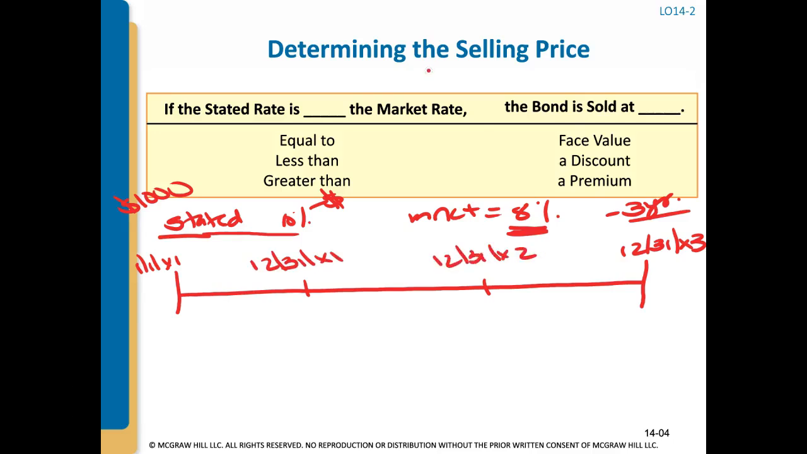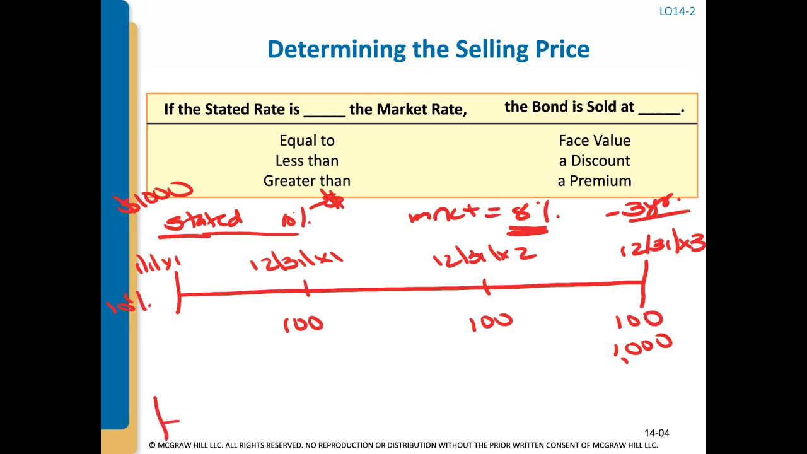At the end of every year, because my bond says its stated rate is 10%, I will pay my bond holder $100, $1,000 times 10%, every year. And then at the end of the 3 years, I will also pay my bondholder the $1,000 face value. So the stated rate is 10%.